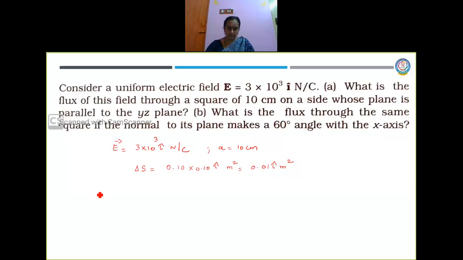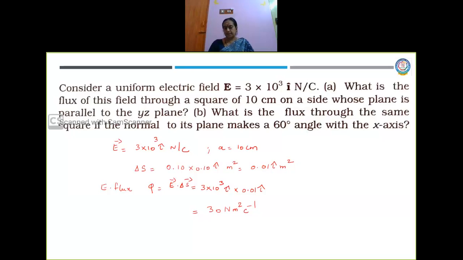So what is the electric flux formula? Electric flux phi equals E dot del S. What is the value of E they have given? The value of E is 3 into 10 power 3 i, into 0.01 i. When you multiply this, what will be the answer? It is 30, right? And the unit of flux is Newton meter square per coulomb. So we have found the answer for the first question. What is the flux of this field, right?